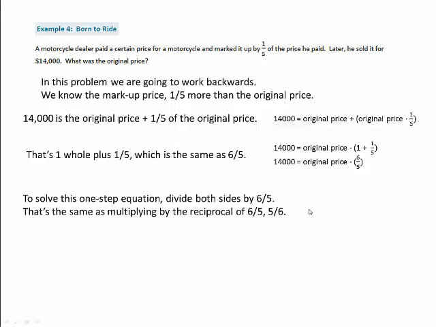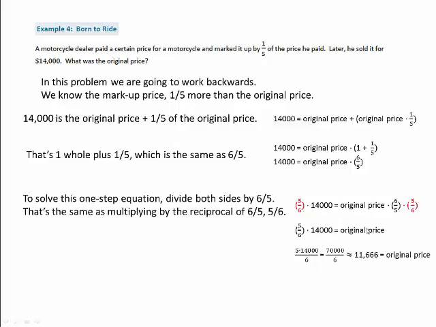Here's what it looks like as an equation. I'm multiplying both sides by 5/6. That's the red part. The 6/5 and the 5/6 cancel out, so I have 5/6 times 14,000 will be my original price. And here's the multiplication, and I get about $11,666. That was the original price of the motorcycle. If I find 1/5 of this value and add it to it, I'll get back up to $14,000.